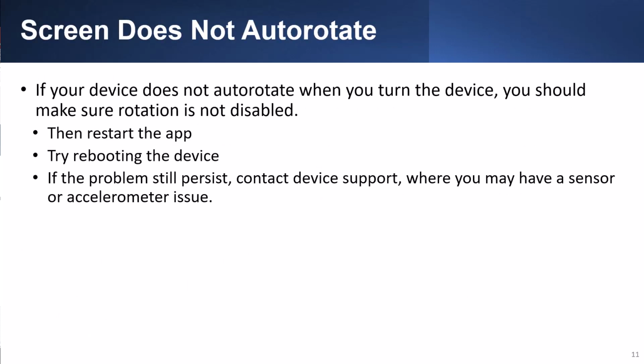If your device does not auto-rotate when you turn the device, you should make sure rotation is not disabled. Then restart the app. Try rebooting the device, and if the problem still persists, contact device support, where you may have a sensor or accelerometer issue.